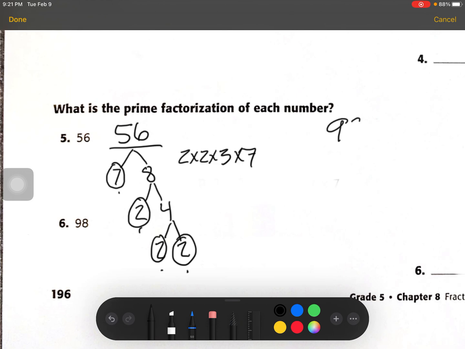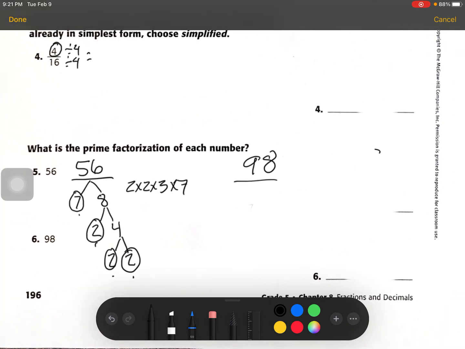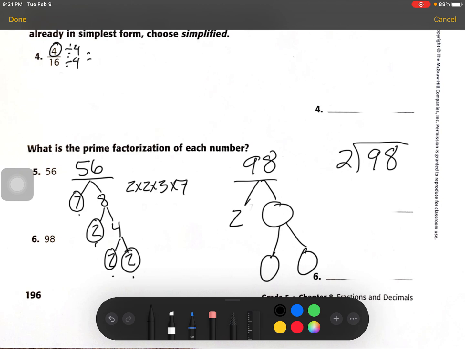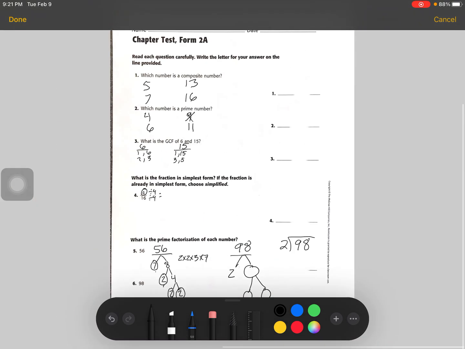Okay, 98. Do the same thing. It's definitely a number that can be divided by 2. So I'm going to let you come over here. You have to do the division math to figure out what 2 numbers will go into 98. 2 and some crazy number, and then that crazy number can be split into 2 other numbers. Then you need to order it from least to greatest, and that will be your answer for number 6.